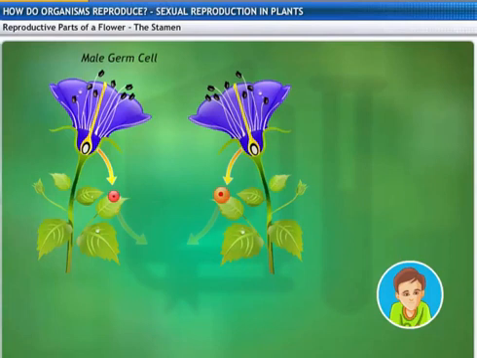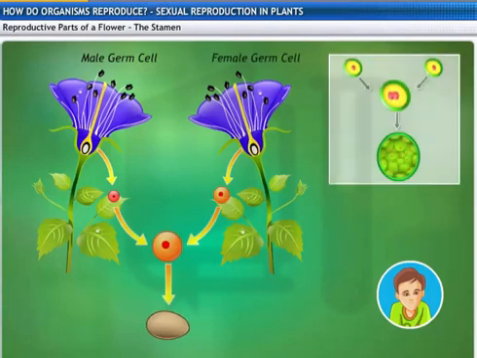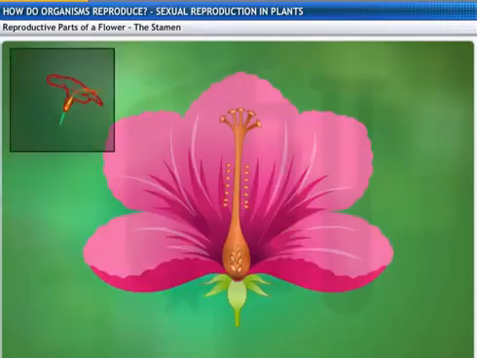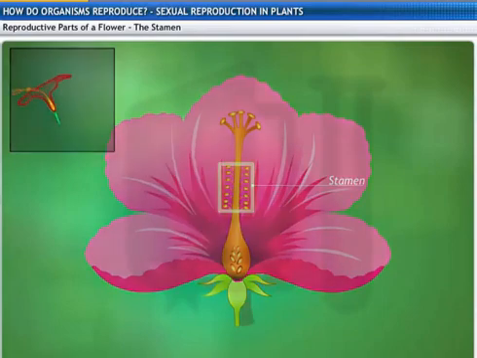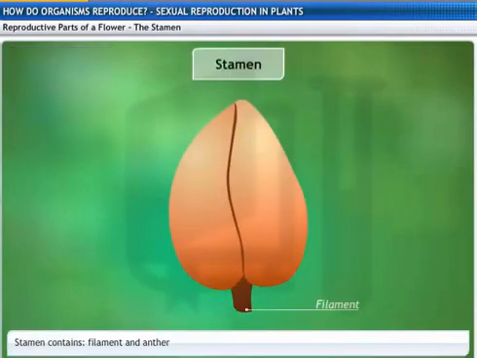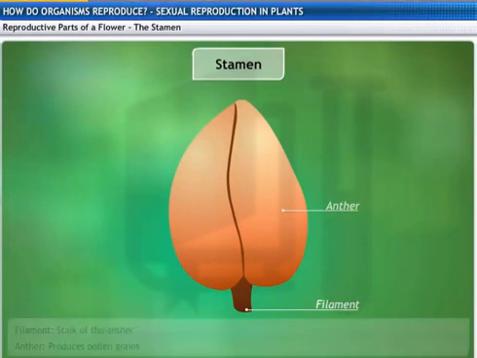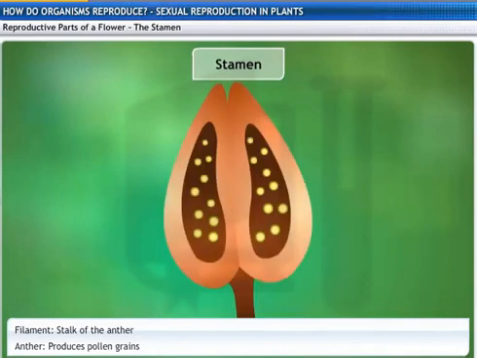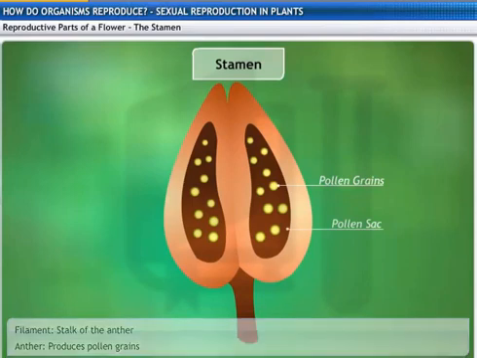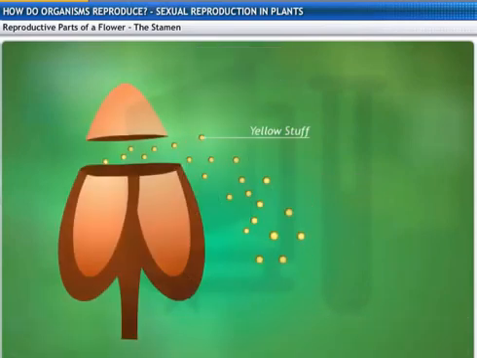So how do the male and female germ cells come together to form the embryo? Let's use the hibiscus flower to understand the process. This is the stamen, the male reproductive part of a flower. It consists of the filament and anther. The filament is the stalk of the anther. The anther produces yellowish pollen grains from the pollen sacs inside it. That's the yellow stuff that you got on your hands when you touched the flower.